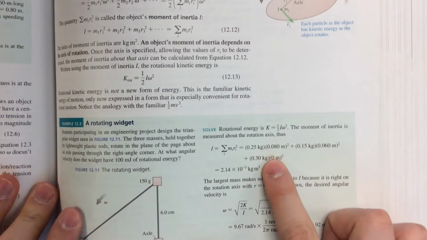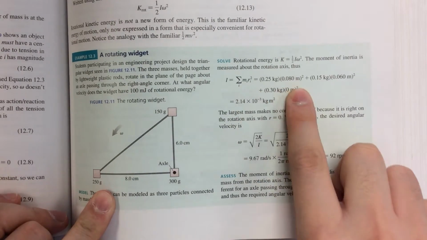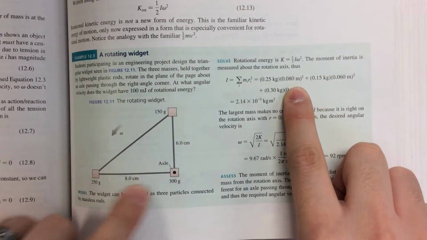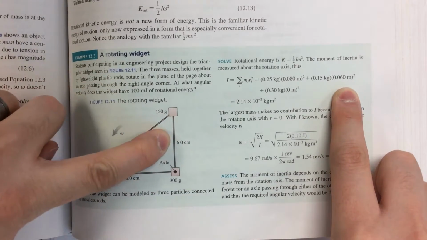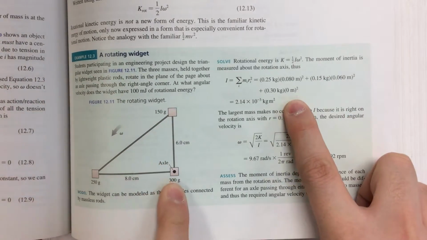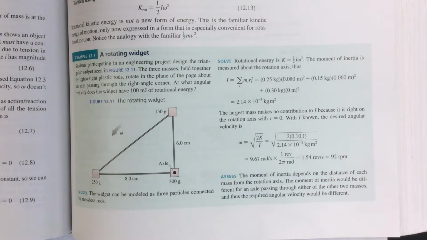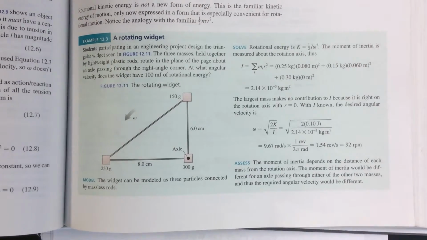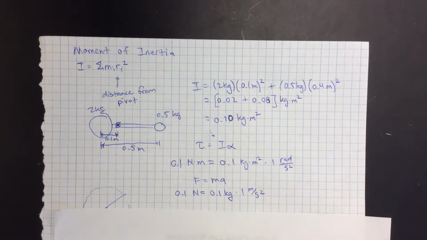And so you can look at how they're calculating their moment of inertia for this one, right? You have this straight line distance, the 8 centimeters, and this straight line distance is 6 centimeters, and then you get nothing from the object right at the pivot, and you get this moment of inertia. Okay. Any questions about what moment of inertia is, or how to calculate it for individual objects?